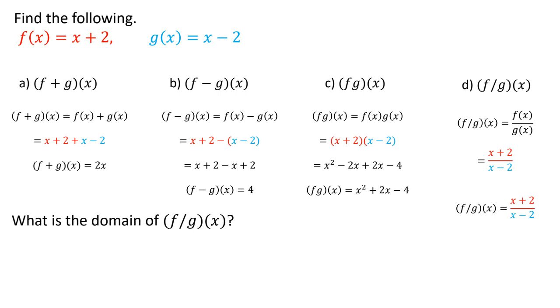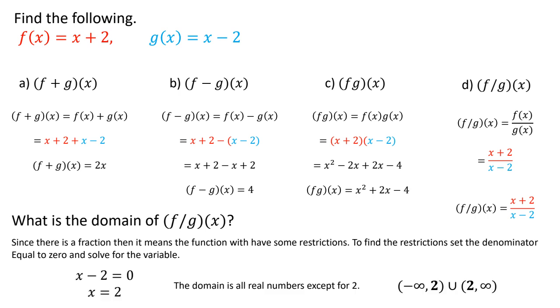Now the domain of f divided by g, notice that you have a fraction. Since you have a fraction, that tells you that there's some numbers that cannot be used as part of your domain. And those numbers are the ones that will cause you to have a 0 in the denominator. So if I have a 2 here, 2 minus 2 would give me a 0. That means I cannot use 2. But if we are not able to see that number there, then what you want to do is take the denominator and set it equal to 0 and solve for x. So here we get x is equal to 2. So the domain is all real numbers except for 2.